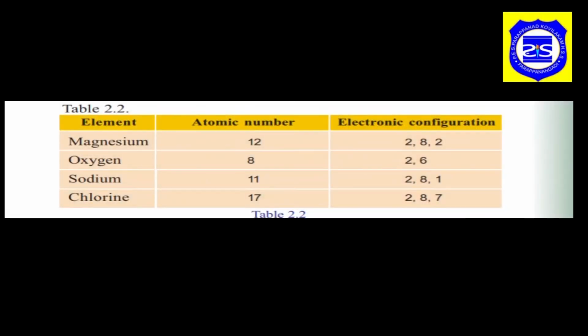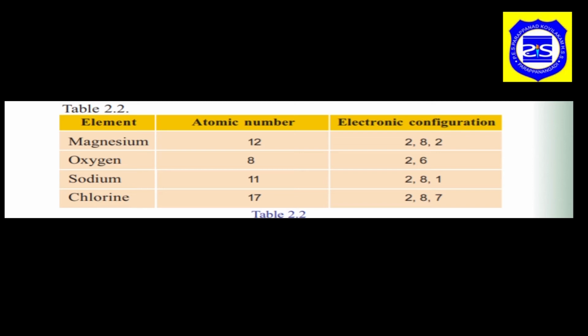Okay? Look here, there is one table containing the electronic configuration of some elements. Which are the elements? Magnesium, oxygen, sodium, chlorine, etc. The atomic number of magnesium is 12, the electronic configuration is 2, 8, 2. Oxygen, 8, the electronic configuration is 2, 6. Sodium atomic number is 11, 2, 8, 1 is the electronic configuration. And chlorine, the atomic number is 17, the electronic configuration is 2, 8 and 7.